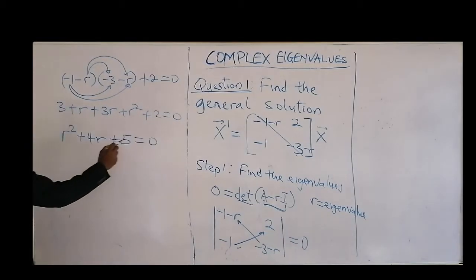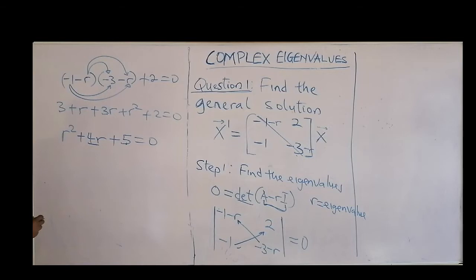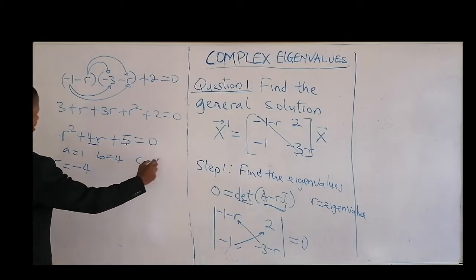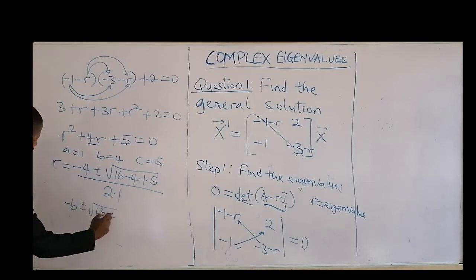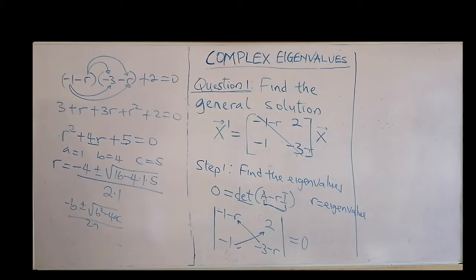Okay? And if you look at this 5 now, the factors of 5 are 5 and 1. There's no way you can use 5 and 1 to get plus 4. Okay, so we cannot factorize this expression. So what we do is use the quadratic formula, and that will be R equal to minus B, where B is 4. In this case, A is 1, that's the coefficient of your R squared. B is 4, the coefficient of R. And C is the constant value. Minus B plus or minus the square root of B squared minus 4AC, all over 2A. So that's the formula I'm using.